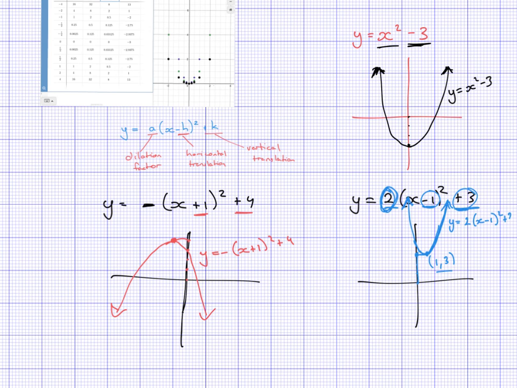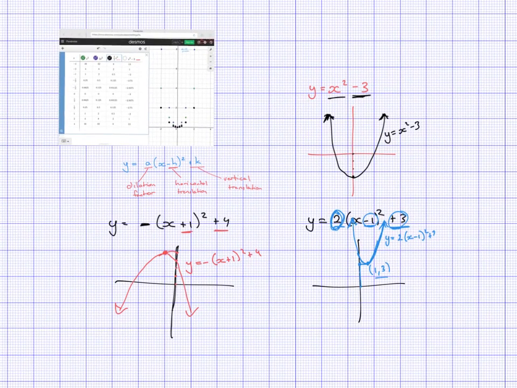All right, so it's pretty straightforward sketching a parabola, but you do have a little bit of vocab and terms to keep track of in this lesson. So make notes in your book and then get on with the questions.